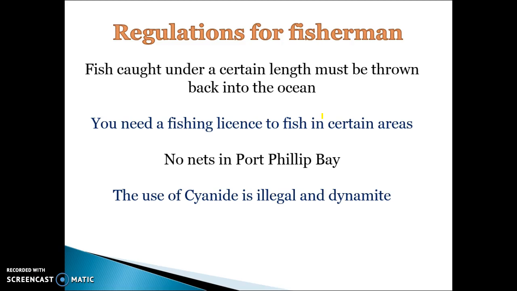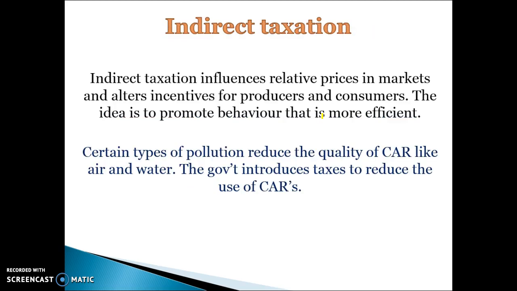Other regulations for fishermen, this is particularly in the industry for fish. So fish caught under a certain length must be thrown back into the ocean. You need a fishing license to fish in certain areas. You're not allowed to fish with nets in Port Phillip Bay. And in a lot of countries you're not allowed to use cyanide or dynamite to catch fish, to try and protect the resource as well.